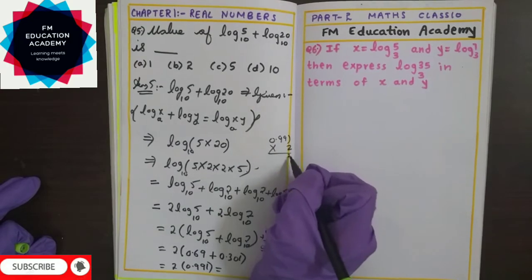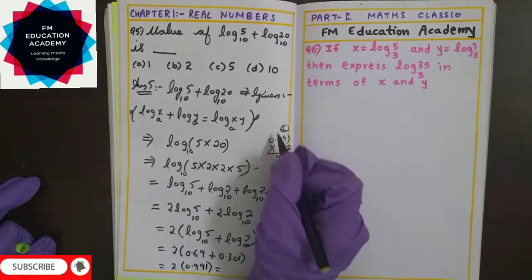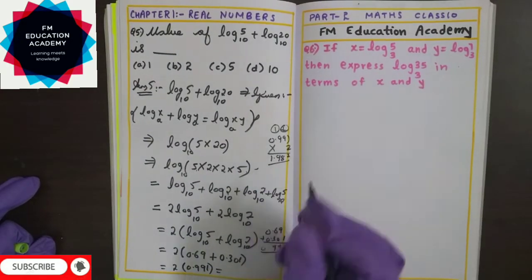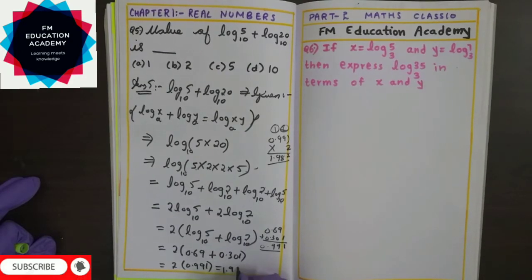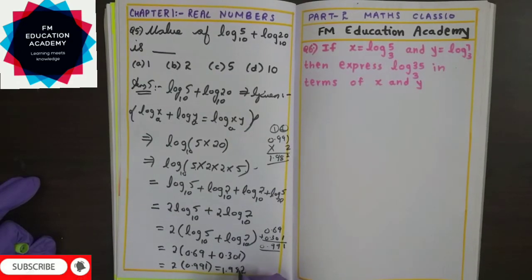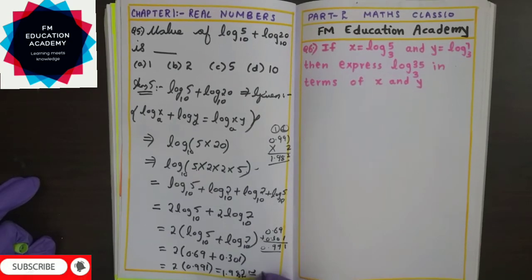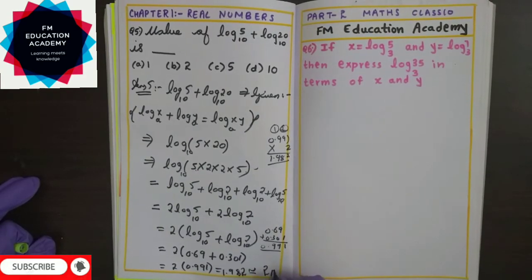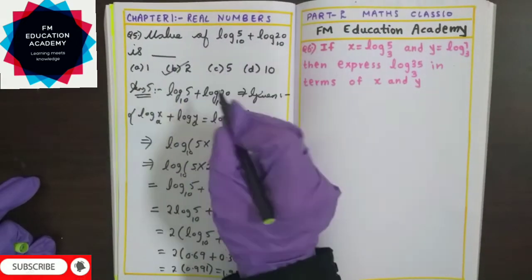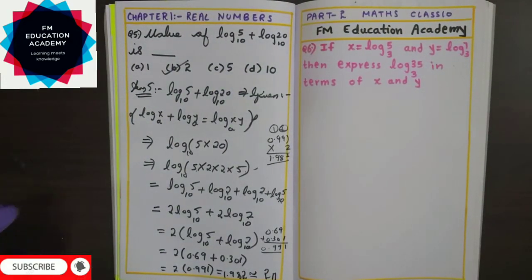Now 0.991 into 2. 2 ones are 2, 2 nines are 18, 2 nines are 18, 18 plus 1 is 19, 2 zeros are 0, 0 plus 1 is 1. So we are getting 1.982. 1.982 is very near to 2, because 1.982 is more than 1.5. So that value is approximately equal to 2. So my answer is option B, that is 2. It's very easy. Hope you have understood this.